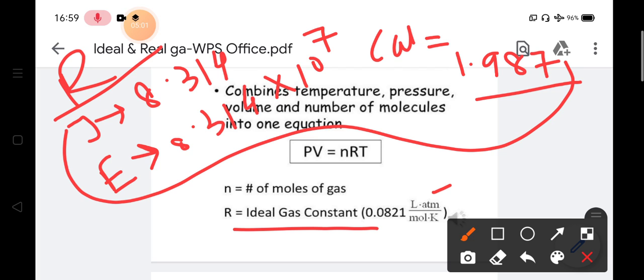This is highly important for doing any kind of numericals. You need the value of R in the respective unit. If the unit is changed, suppose from calorie to joule, then the value of R will also change. So please remember the values of R in respect of joule, erg, calorie, as well as liter atmosphere.